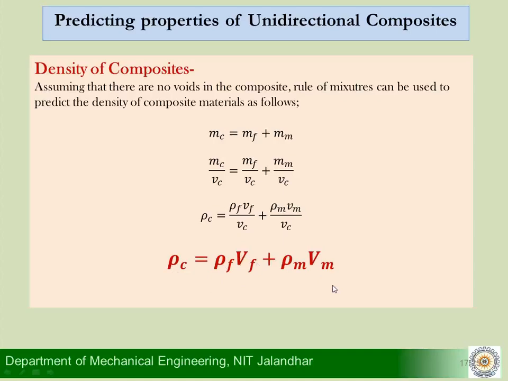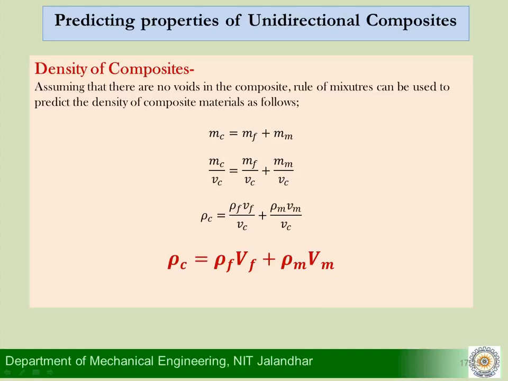In our next slide, we'll see how we can convert these volume fractions into weight fractions. Sometimes it may be essential for us to know something about the weight fraction also. But before moving forward, just note down this expression: the density of the resulting composite is given as rho f Vf plus rho m Vm.